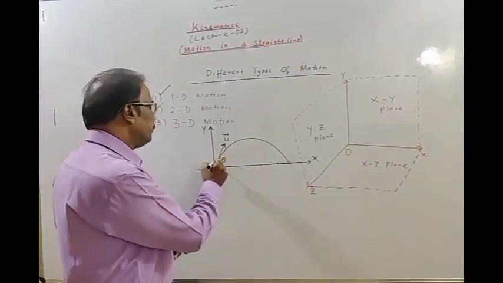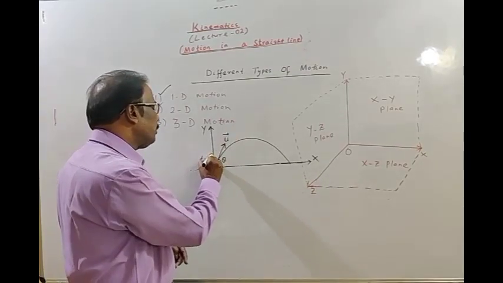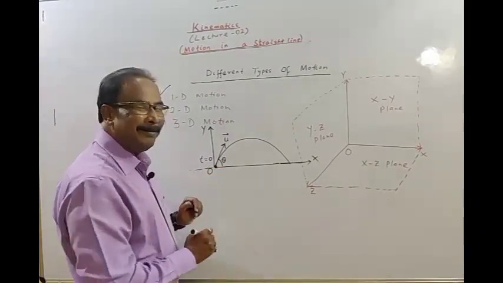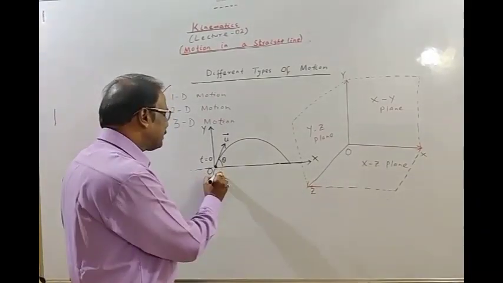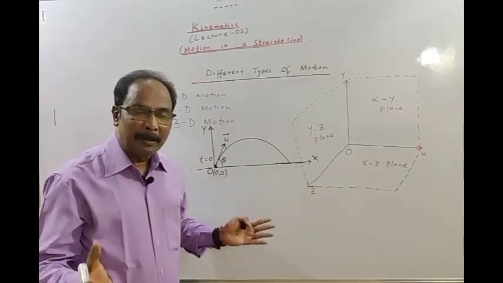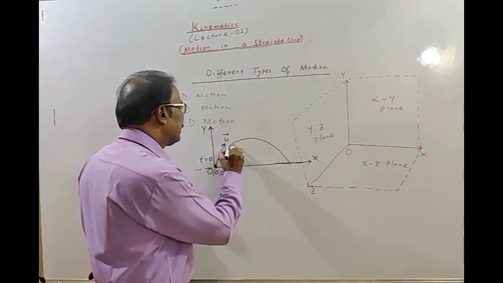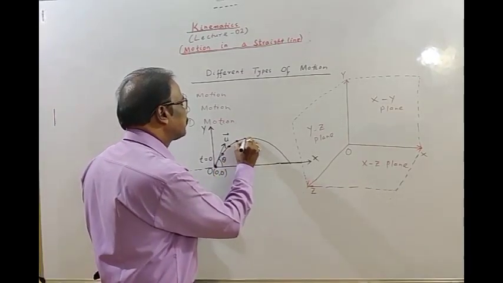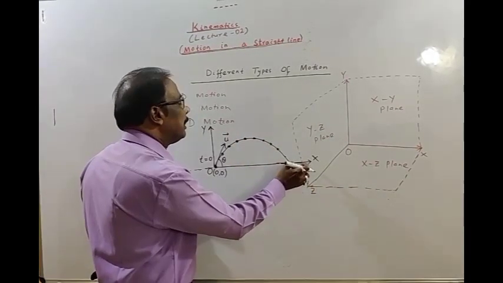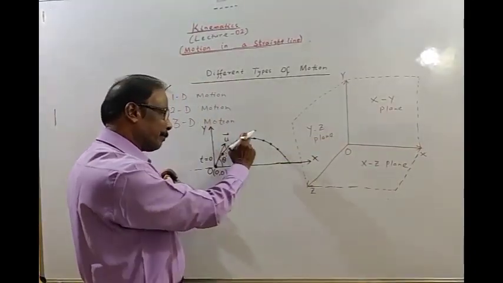When the body is thrown along this direction, let the instantaneous time be 0 and this be the origin. The value of x is 0 and the value of y is 0. The coordinates of the origin are 0, 0. The body moves like this along this curved path. This plane is the xy plane. The body moves like this.